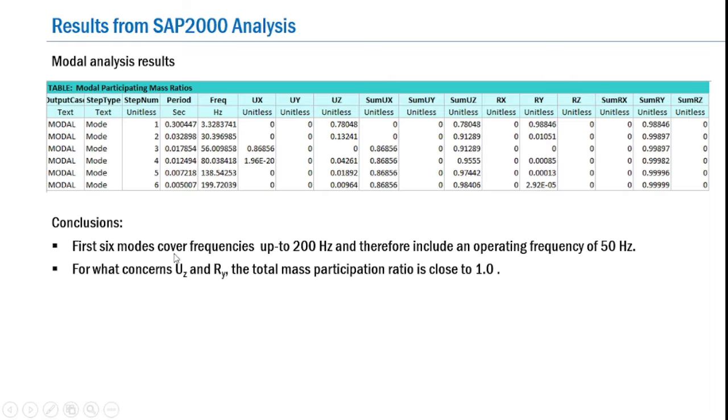First 6 modes, as already explained, cover frequencies up to 200 Hz and therefore include an operating frequency of 50 Hz. For what concerns UZ and RY, and because we are going to obtain the response plots in terms of UZ and RY as a part of the steady state analysis, we find that the total mass participation is close to 1.0. Therefore, we conclude that the modal analysis results are good enough to provide reliable results in terms of the response quantities obtained via the steady state analysis.